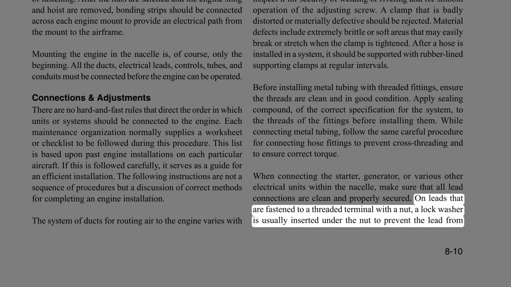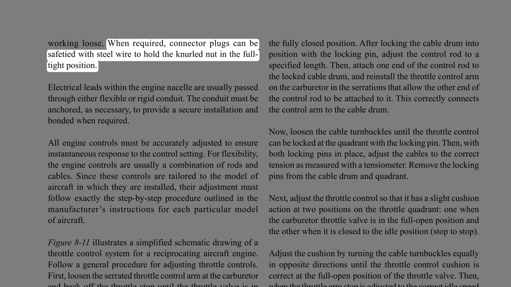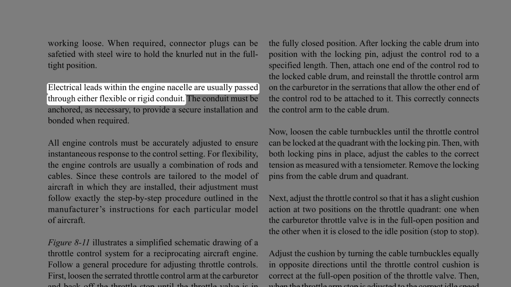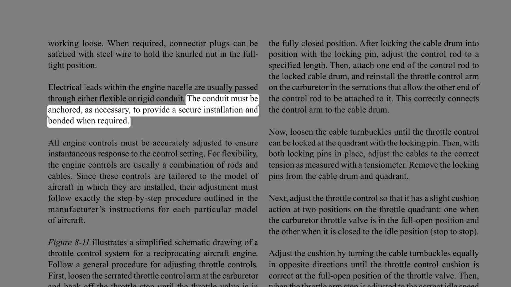On leads that are fastened to a threaded terminal with a nut, a lock washer is usually inserted under the nut to prevent the lead from working loose. When required, connector plugs can be safetied with steel wire to hold the knurled nut in the full tight position. Electrical leads within the engine nacelle are usually passed through either flexible or rigid conduit. The conduit must be anchored, as necessary, to provide a secure installation and bonded when required.